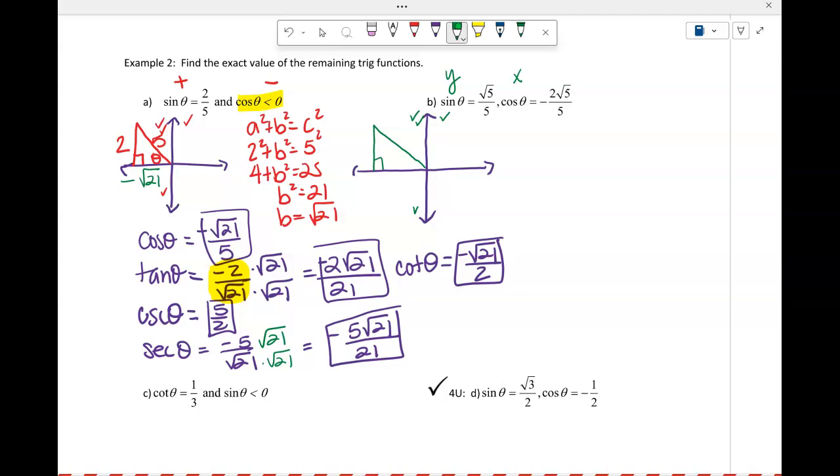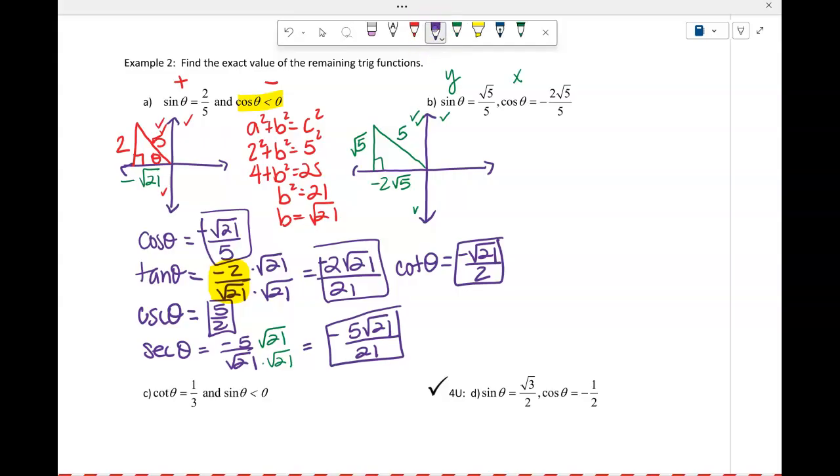Now, in theory, sine is going to be opposite over hypotenuse. So we're going to say, okay, opposite is radical 5. Hypotenuse is 5. Cosine is adjacent over hypotenuse. So adjacent is negative 2 radical 5. Hypotenuse is 5. And this looks perfectly fine. There's nothing wrong with this.